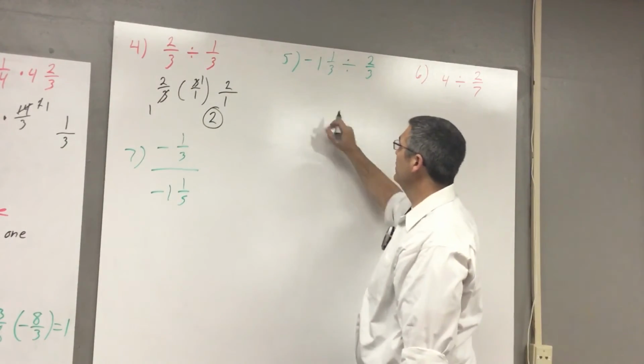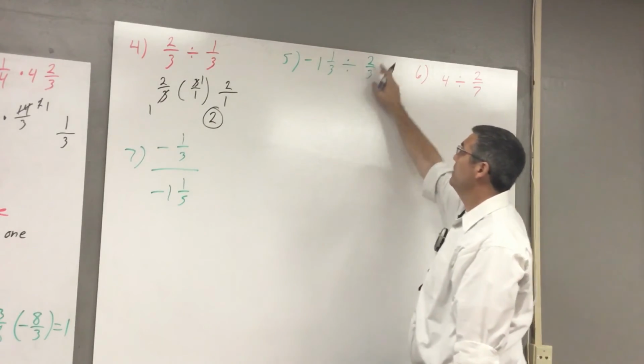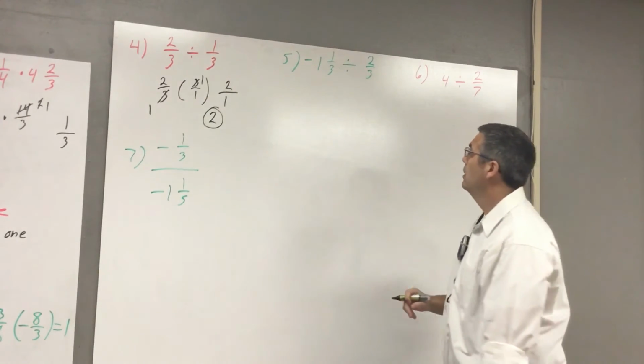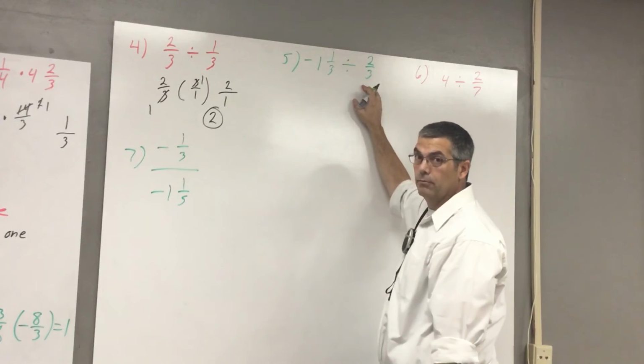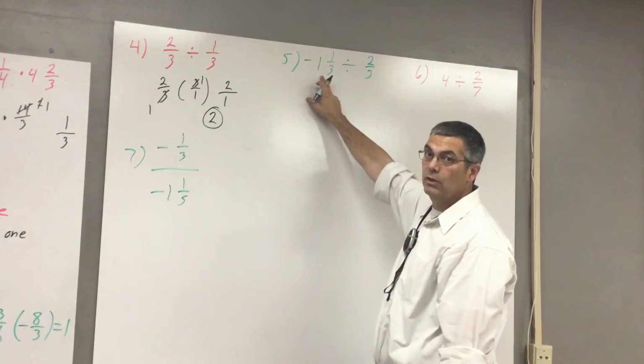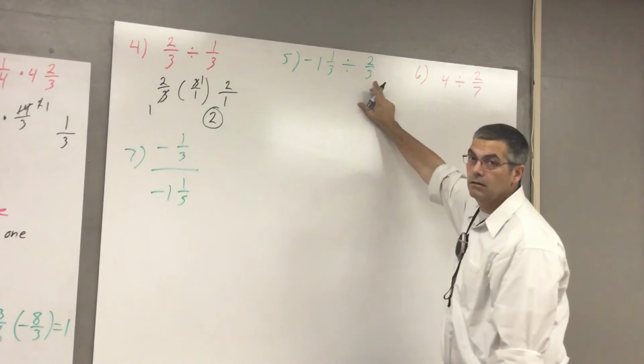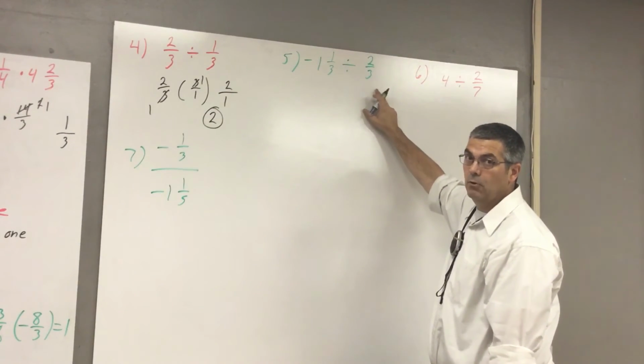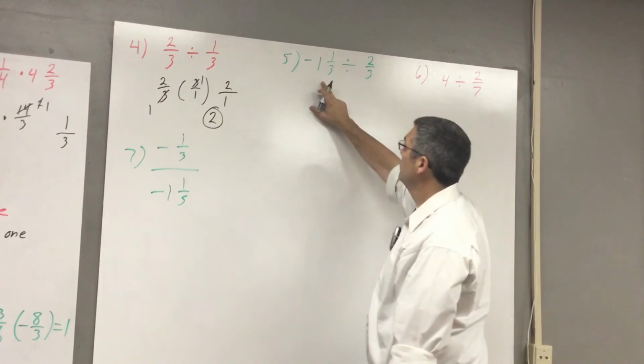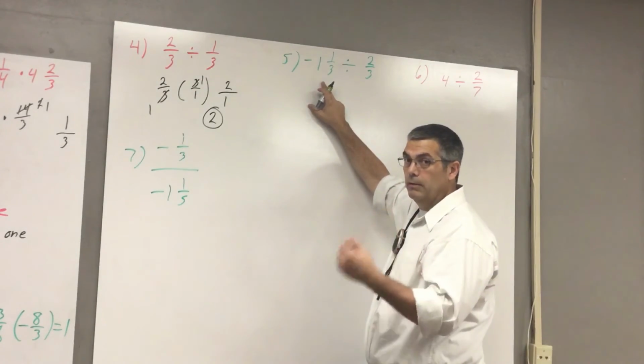So number 5 we got here, -1 1/3 divided by 2/3. We got a couple of steps here, okay? First, we can't divide by this mixed number. Second, we're going to multiply by its reciprocal. So we're going to take this and turn it into an improper fraction.